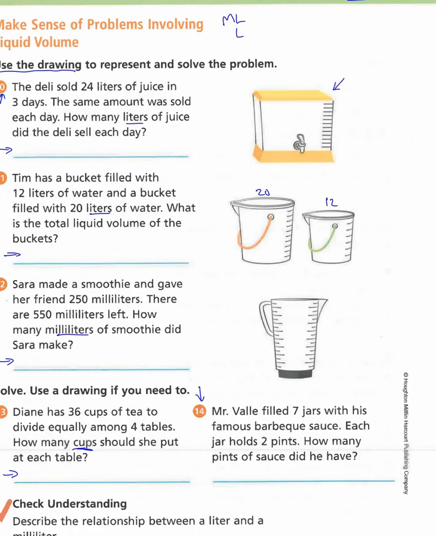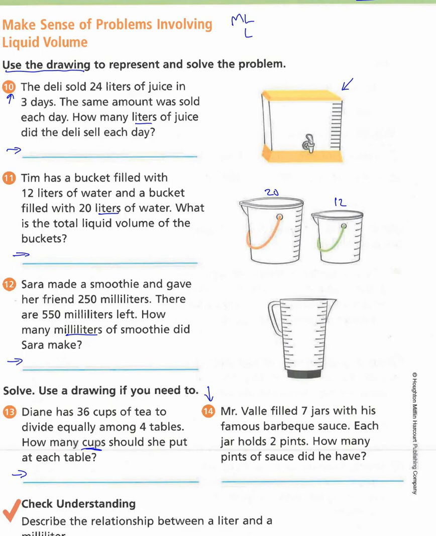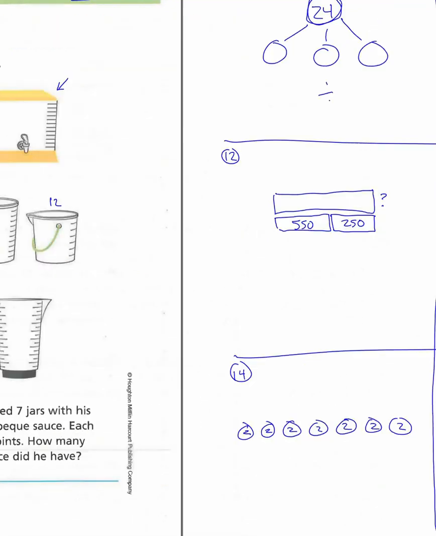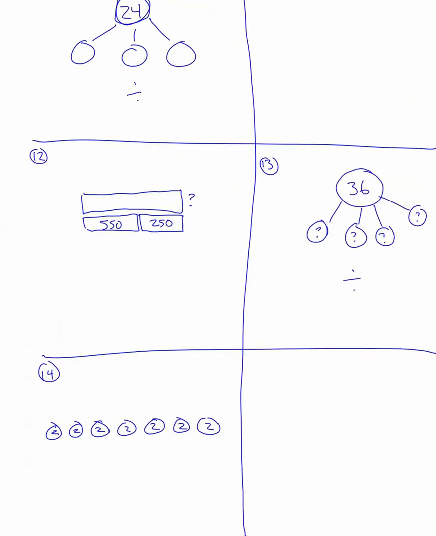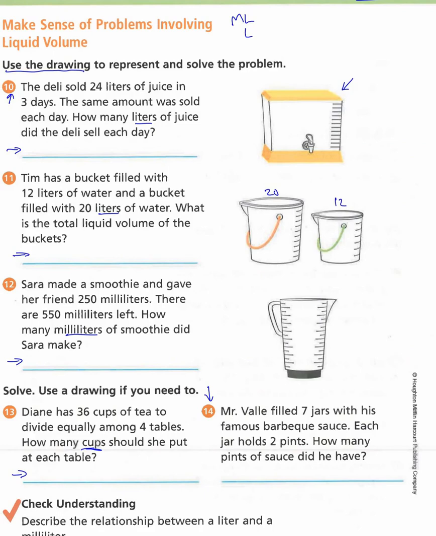Did it say pints? Wow, it went back to cups and pints. Okay. This is actually just cups, but pints. That's weird that they would go back to pints. So there's our model anyway. And hopefully you know what kind of math you're going to do. Those are equal groups. So right here, write your equation. How many pints of sauce did he have when he finished making all of that?